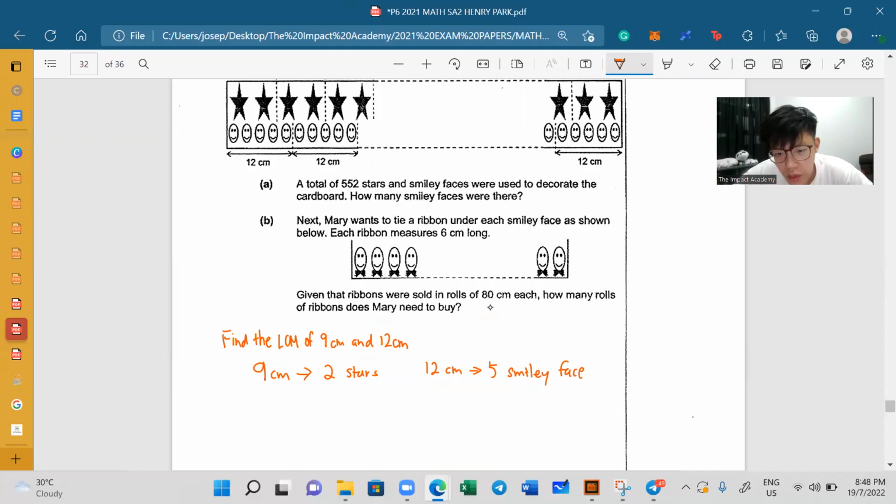Now, once I'm done with this, I want to find the common multiple of 9 and 12. We know that the common multiple of 9 and 12 is actually 36. In order for me to get from 9 to 36, I need to times 4. When I do something to the left, I must do something to the right. So over here, it's actually 8 stars. Then I have to times 3 over here to get 36 centimeters. And over here, I will also do 5 times 3, which equals 15 smiley faces. SF stands for smiley faces.